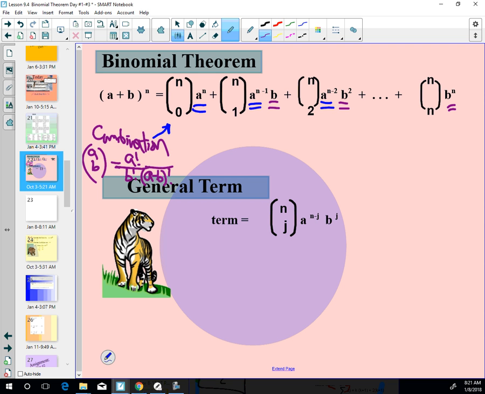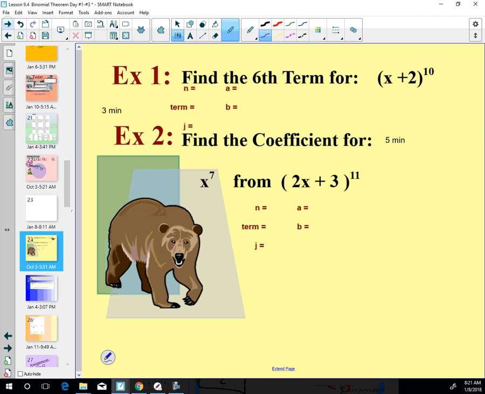And then the only thing that you need to know is that, let's say we wanted to find this third term here. Well, let's do an actual example. Find the sixth term for x plus 2 to the 10th. Do you want to expand this out to the 10th? No, I don't either. So we're going to do this a quick way.